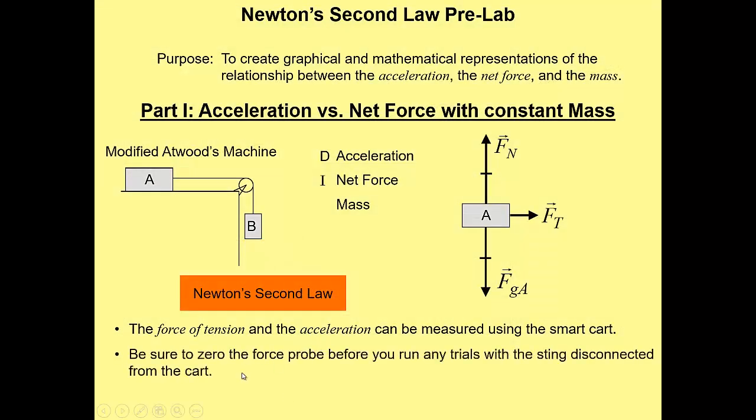Don't forget, and it does say this on the lab sheet, before you run any trials, disconnect the string and zero the force probe. Don't forget to zero the force probe. Otherwise, all your forces will be off, and you'll have to redo all of your data. You won't get the right slope, and you'll have to redo everything. So don't forget to zero the force probe. And if you do it more than once as you do the lab, it's never a bad thing to zero the force probe.